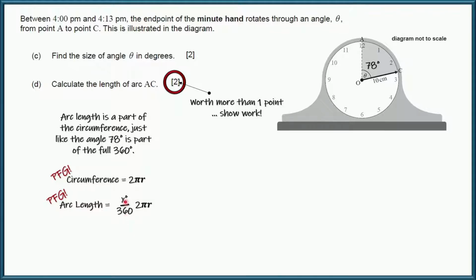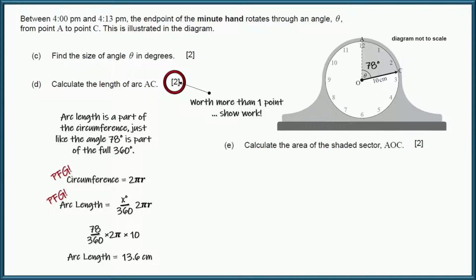So anyway, we have a portion, 78 degrees out of 360 of the whole thing. So 78 over 360 times 2 pi r. Putting that all in the calculator, 13.6 centimeters. Don't forget your unit. All right, next up, part E, calculate the area of the shaded sector AOC.